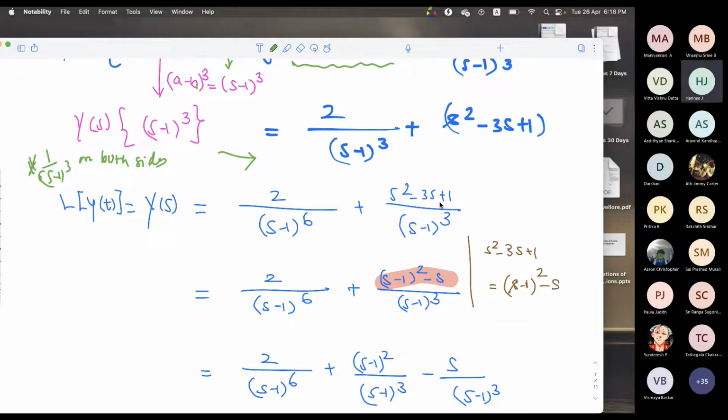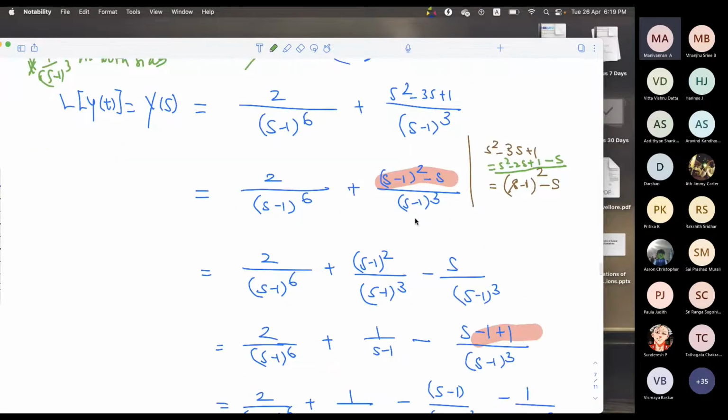Yes, sir. So to avoid that, we use the add and subtract method, without using the partial fraction technique. This term s square minus 3s plus 1 can be written as s minus 1 whole square: s square minus 2s plus 1, then minus s. So this equals s minus 1 whole square minus s. So simply we can write this. Now this minus 1 we can take out.